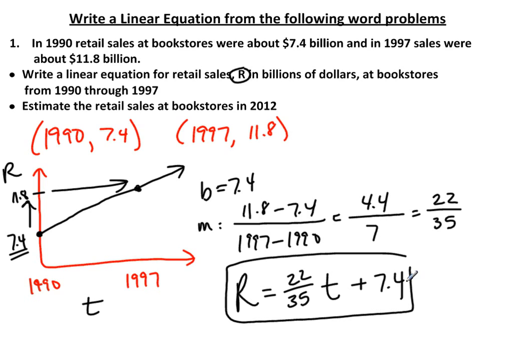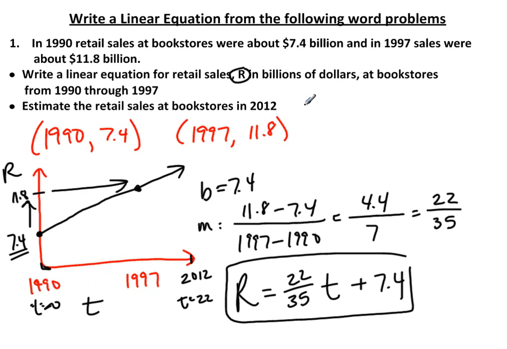But they asked the follow-up question. Estimate the retail sales at bookstores in 2012. All right, so this is where it can be kind of tricky. I put 1990 right here, which is actually t equals 0. Okay, so if I want to know what happens in 2012, I need to know how many years have passed. Well, from 1990 to 2000 is 10 years, plus another 12, so t is 22 here.